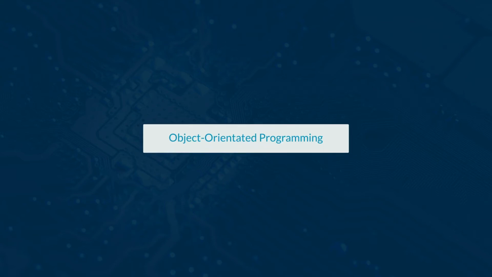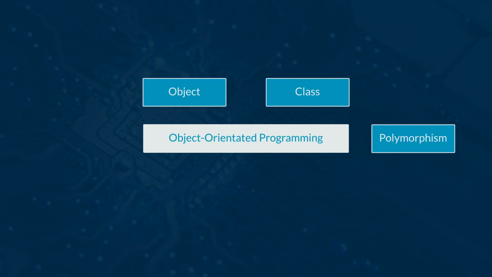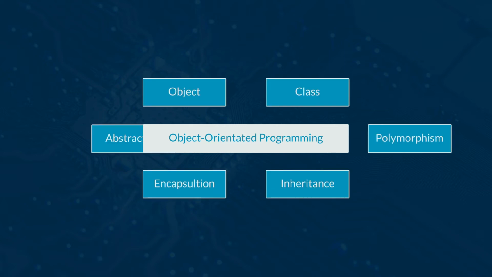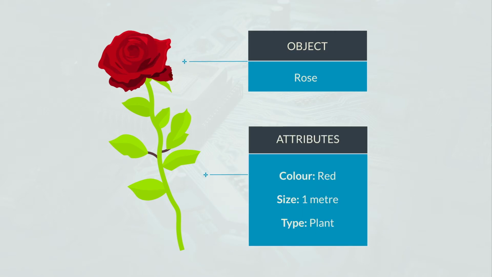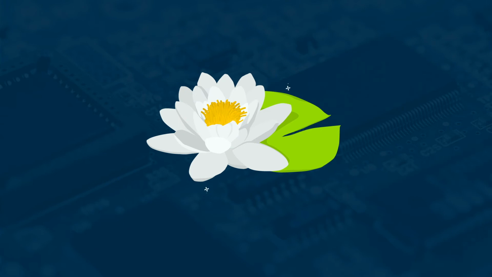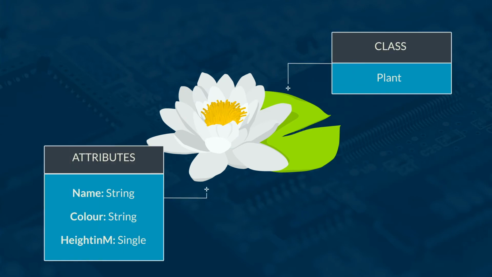Object-oriented programming is a programming paradigm. That means it's a style of programming. It lets you create objects that all have the same features or attributes. Think about an object as a real-life object, for example, a rose. The rose has a colour, a size, a type, etc. These are the attributes of it. Other plants like the lily have the same attributes. They would be objects of the class plant.